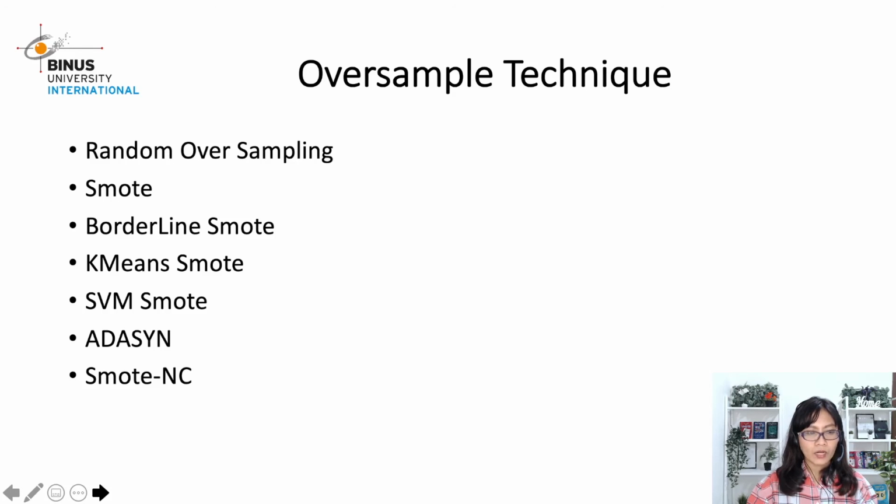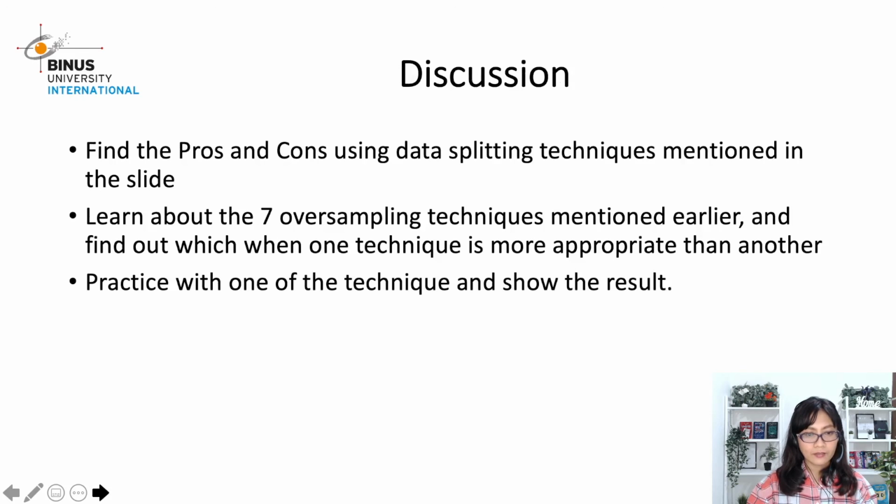So these are some oversampling techniques. You might try each of these, and then you can discuss and report. So these are the discussions. Find the pros and cons of the data splitting techniques mentioned in the slide. Learn about the 7 oversampling techniques mentioned earlier, and find out when one technique is more appropriate than another. Practice with one of the techniques and show the result. Thank you.